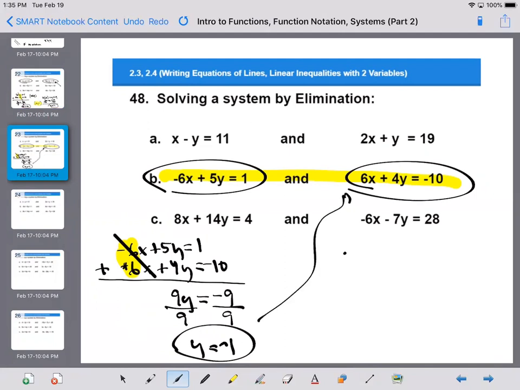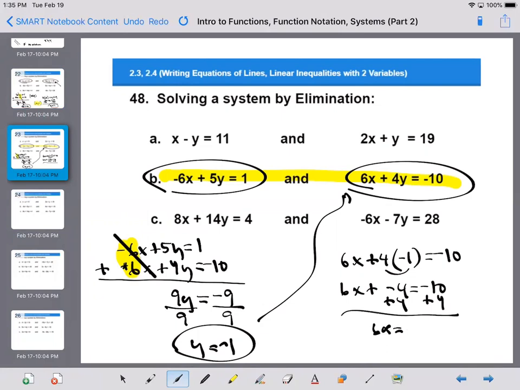So 6x plus 4 times -1 equals -10. That's going to be -4. So I'm going to add 4. So 6x is equal to -6, so x is -1. So your solution is actually -1, -1.